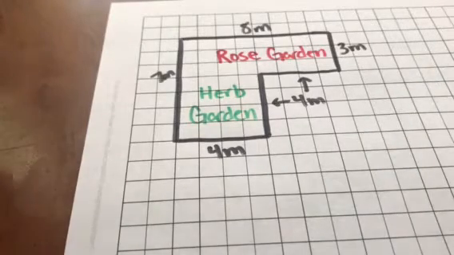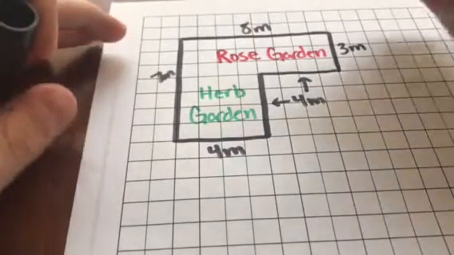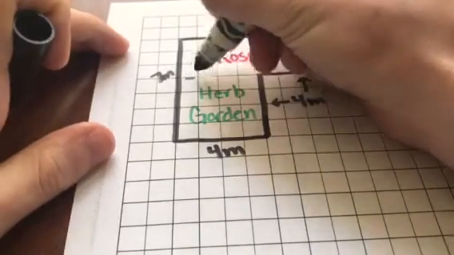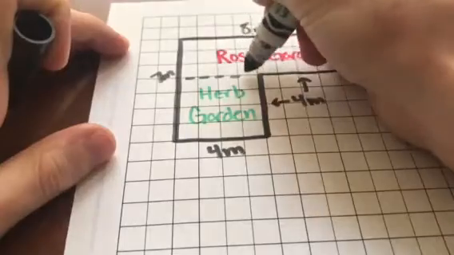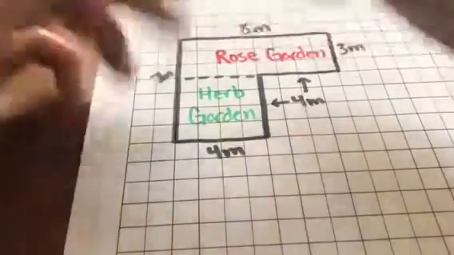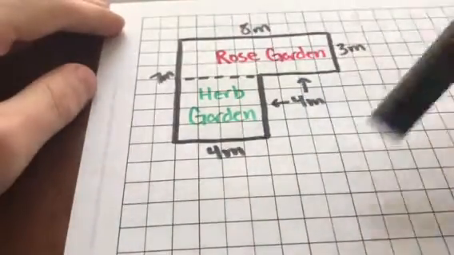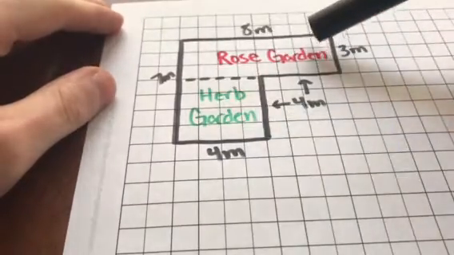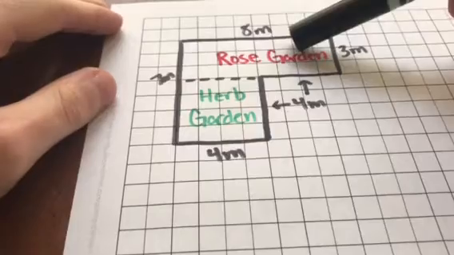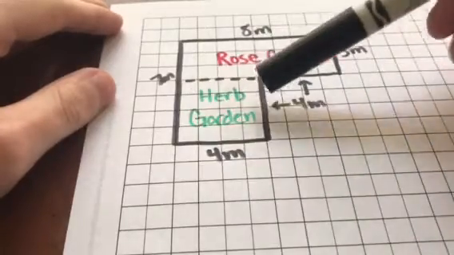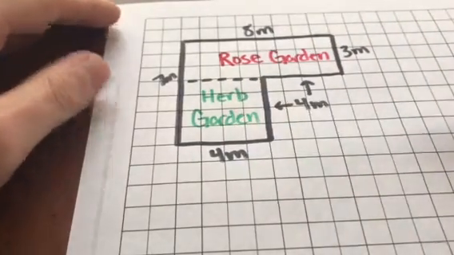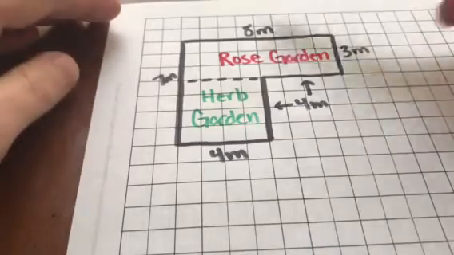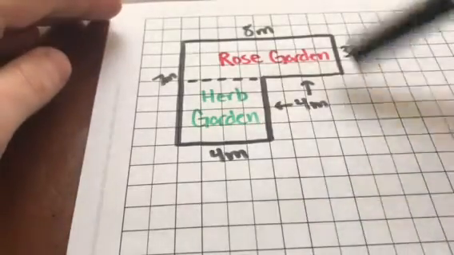So it gave us a hint in the diagram. They drew a little imaginary line here. And if you do that on your paper, you should see how this rectilinear shape can be broken up into a rectangle that represents the rose garden and a square down below that represents the herb garden. So the question was to find the total area of this rectilinear shape.